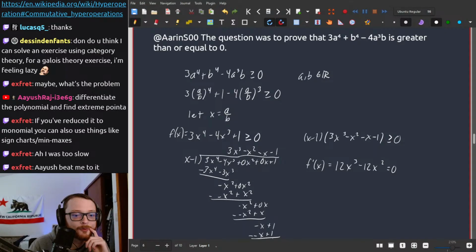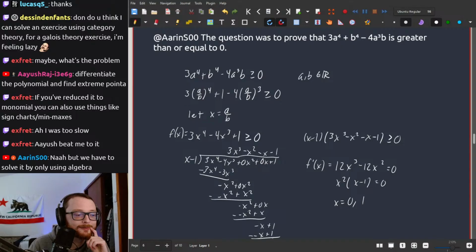12x cubed. Okay, yeah. So we get x squared. Well, we can just divide the 12 out. Who cares? X minus 1 equals 0, comma 1. Okay.